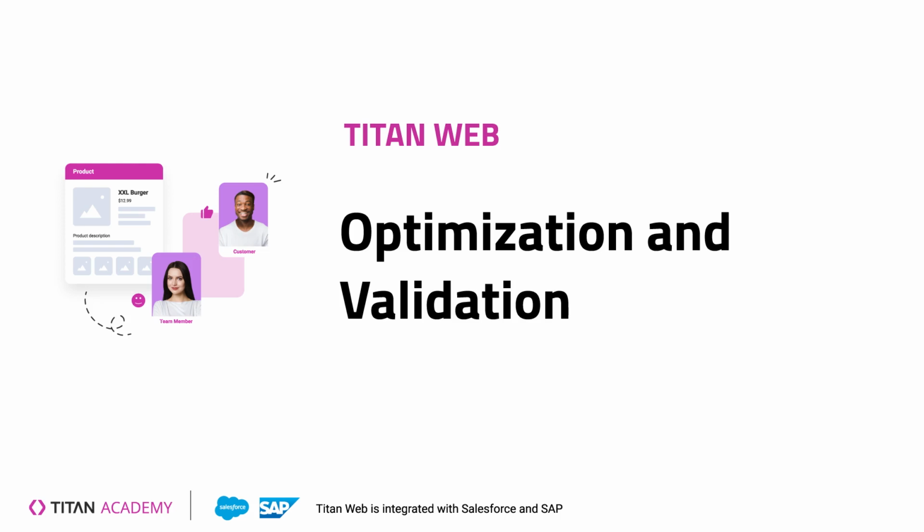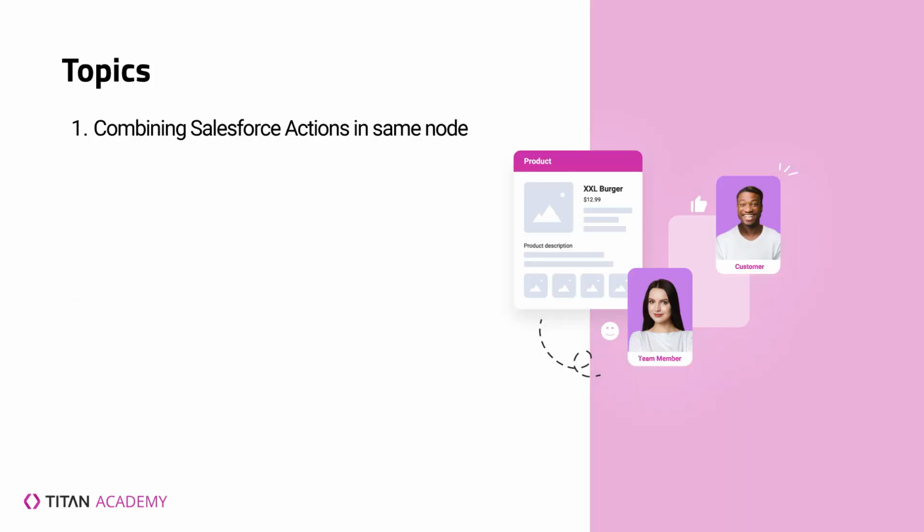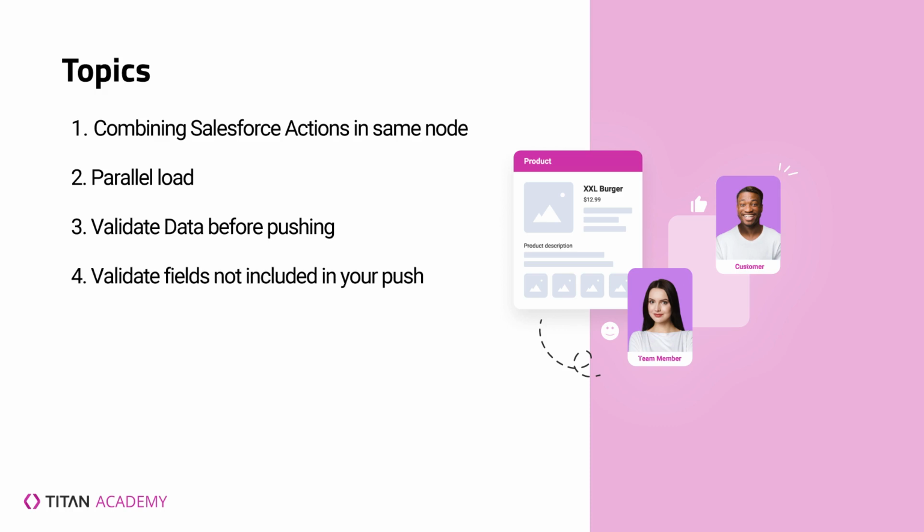Today we'll be talking about optimization and validation when working with Salesforce data. First, we'll show you how to combine Salesforce actions into a single node in order to improve optimization. We'll also touch upon parallel load function so that you can make sure that your Salesforce actions are running more quickly as well. Then we'll show you how to validate your data before pushing it to Salesforce. We'll also show you how you can validate fields that are not included in your push. And finally, we'll show you how you can ignore validations on your project so that you're only validating data when you actually want to be validating it.